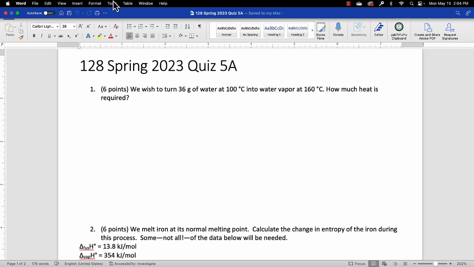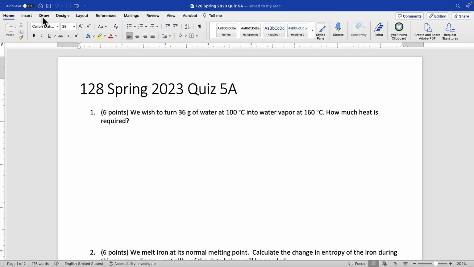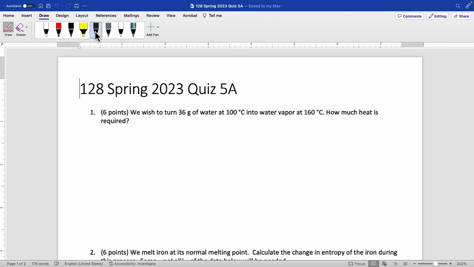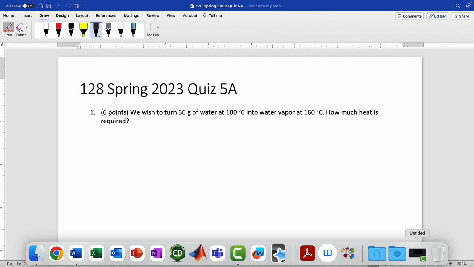So we've got some water, it's 100 degrees C, and we want to make it be water vapor at 160 degrees C. So whenever you have a problem like that, it is a good idea to do a diagram of heat and temperature. So let's do that now.